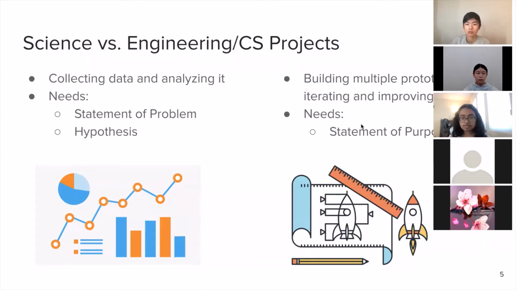But an easier way to tell the difference between them is the difference between building a rocket, which is engineering, and buying a rocket model and testing the different fuels for height, which is the science. If you have questions about what type of project you have, you can also ask in the breakout rooms later.